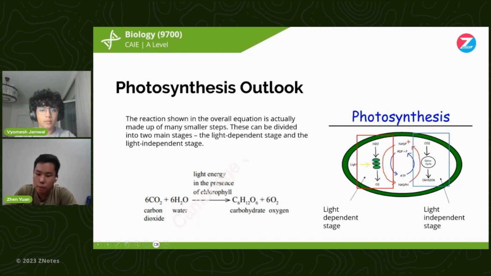What happens in the light-dependent stage is that light is absorbed by chlorophyll, and they generate ATP and NADPH, which is fed to the light-independent stage, which includes the Calvin cycle. So we'll go more in depth into this.